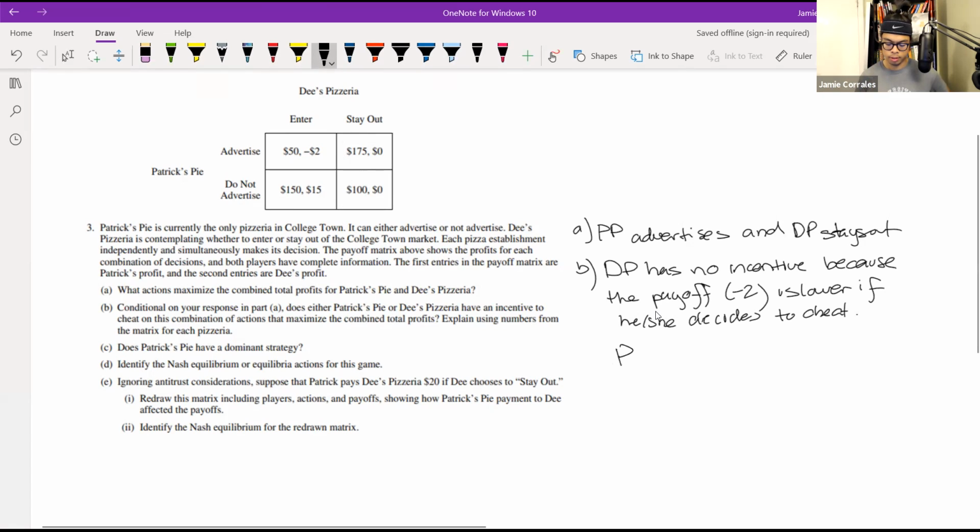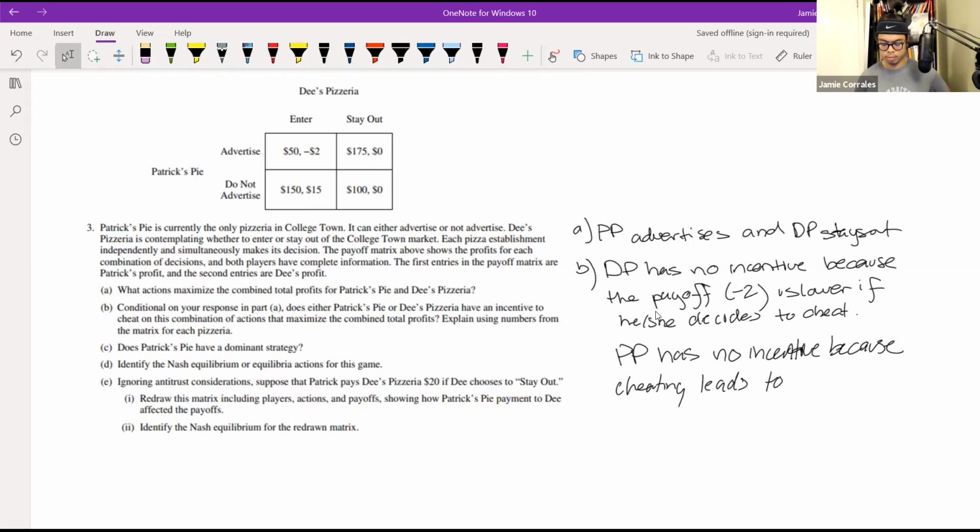So we would say PP has no incentive because cheating leads to a lower payoff. I'm just getting a bit lazy there, but you would say that if PP were to cheat, his or her payoff would be 100, which is less than 175.